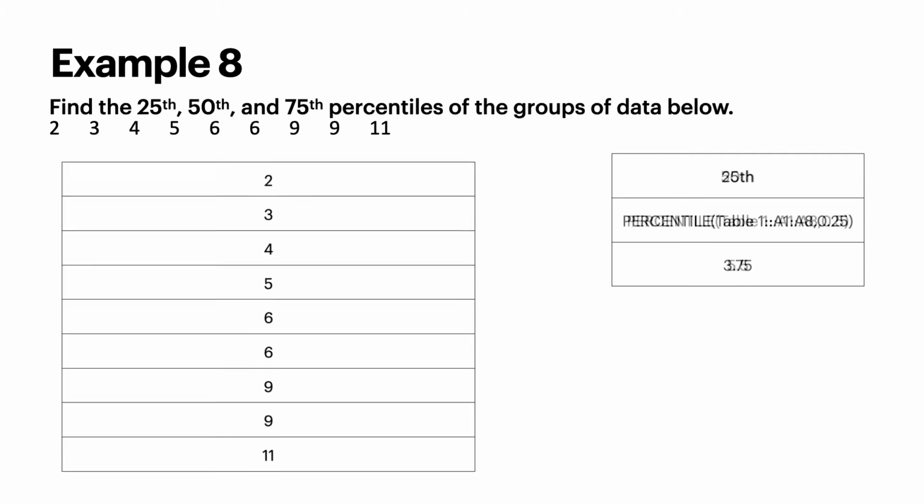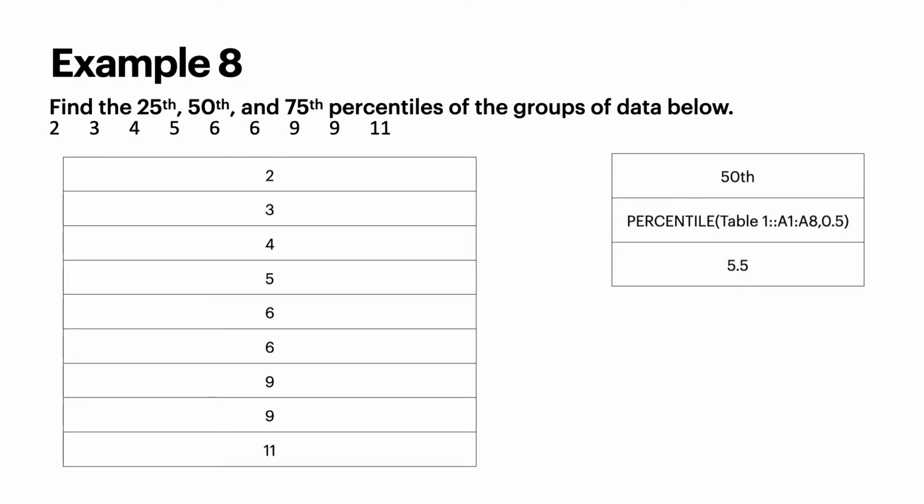For the 50th percentile, again, we can just plug that into our spreadsheet program and have it calculate it for us. So equal sign, percentile, highlight the data that you want it to calculate this for, comma, 0.5, and it cuts the data right in half. That would be 5.5, the center for this data. And the 75th percentile, same thing, percentile, the data you want it to calculate, comma, 0.75, and that would be 6.75 for this data.